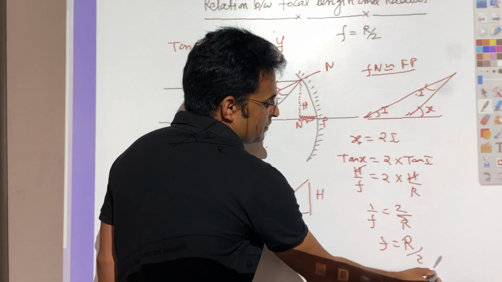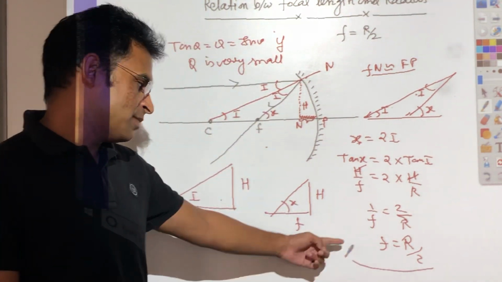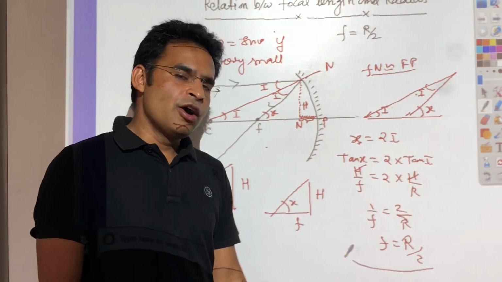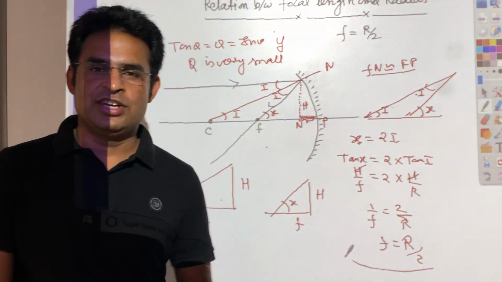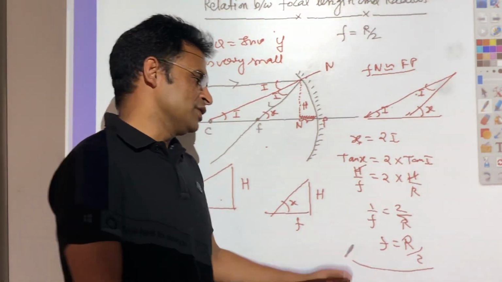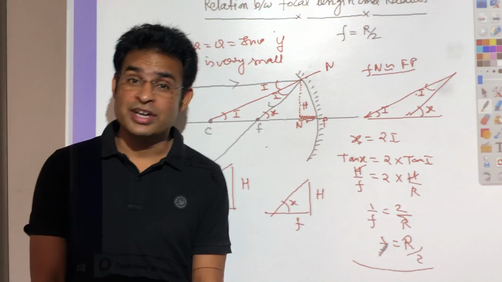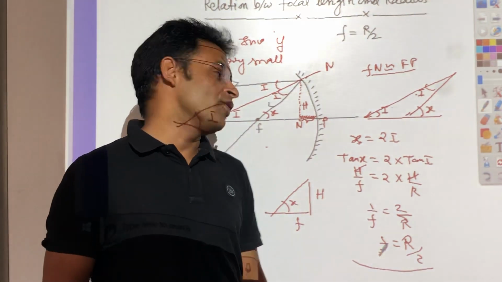So this is the relation between focal length and radius, and this formula is always applicable for any mirror. It's not applicable for a lens. Never apply this formula for a lens. It's only for mirrors, and obviously it's for concave, convex and plane mirrors.